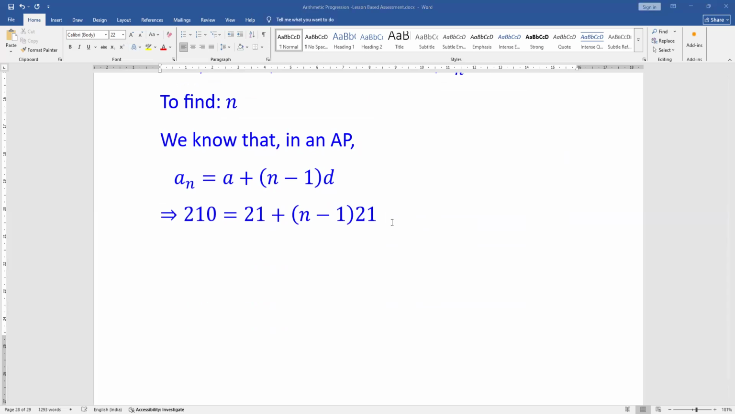Next step: I move this 21 to the left hand side. So 21 plus 21 becomes minus 21. So if I move it to the left hand side, 210 minus 21 equals (n minus 1) into 21. Okay. 210 minus 21 is 189.